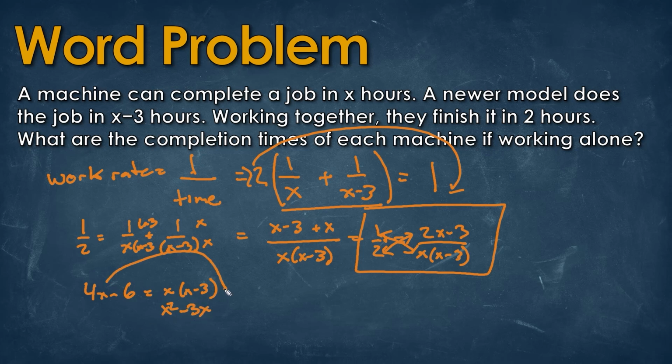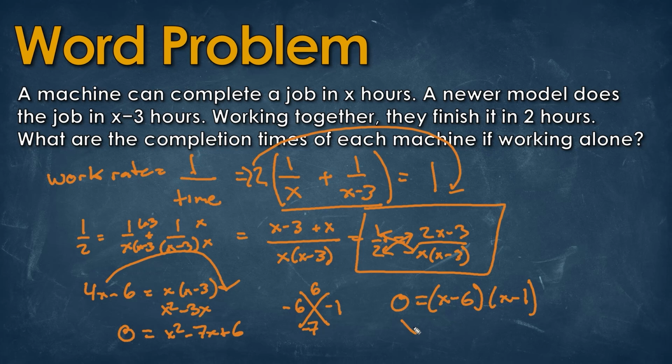We can move all this information onto the other side to solve for 0, so we get that x squared minus 7x plus 6 is equal to 0. Using the diamond method to solve for this, we'd have what multiplies to 6 but adds to negative 7, and that's going to be negative 6 and negative 1. So we're going to get that 0 is equal to x minus 6 times x minus 1. So that gives us two values: x is equal to 6 and x is equal to 1.